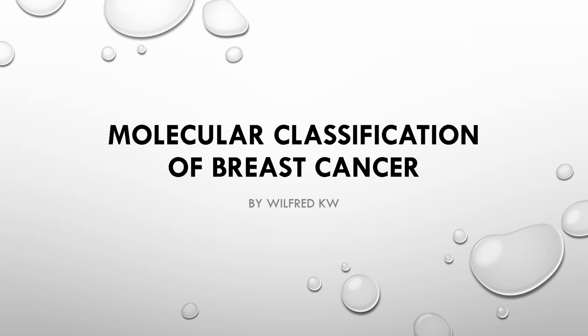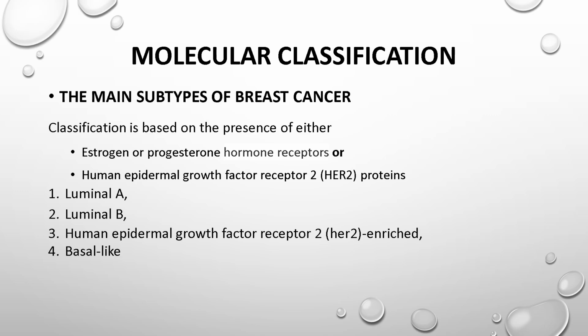Molecular classification of breast cancer. Our understanding of breast cancer has changed as a result of the discovery of 4 molecular subtypes of breast cancer. This has been made possible by gene expression profiling, whereby the classification is based on the presence of either of the following receptors: estrogen receptors, progesterone receptors, and human epidermal growth receptor 2 proteins.